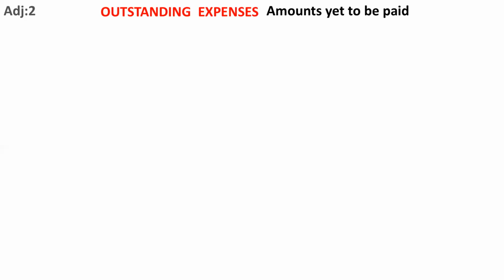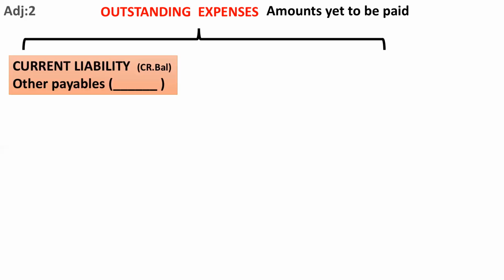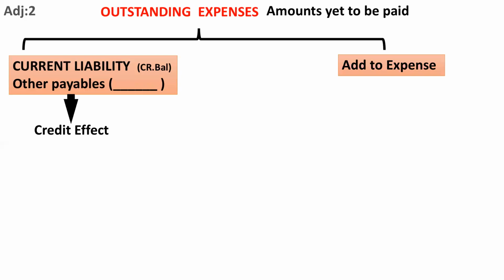Second adjustment that we need to know is about outstanding expense. What do you mean by outstanding expense? It is an amount yet to be paid. If it is yet to be paid, that means it is our liability and we will pay it soon. So it is our current liability, and an outstanding expense is shown in current liabilities under the heading other payables. So it is a credit effect because liabilities have a credit balance. Next effect of outstanding expense is that you will add it to expense.